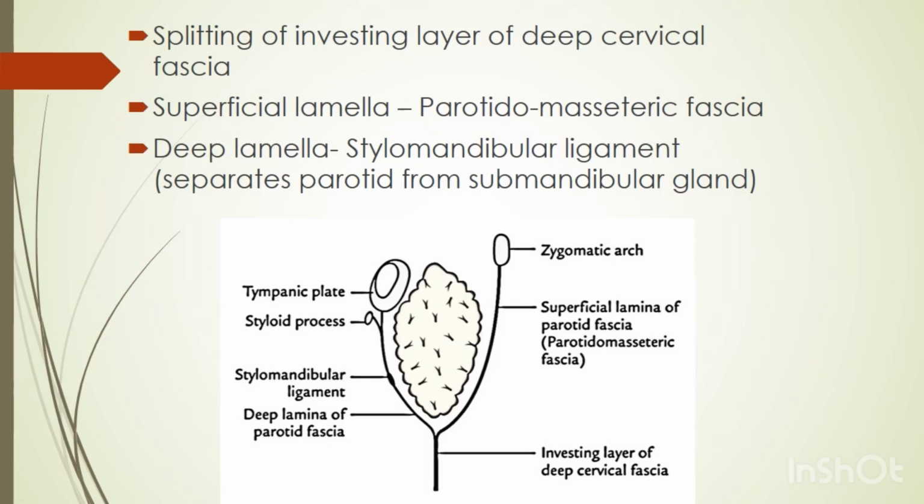Now how does this investing layer form the false capsule around the parotid gland? It splits. The investing layer splits at the level of the base of the mandible into two: the superficial lamella, as you can see here, and the deep lamella. The superficial lamella blends with the parotidomasseteric fascia, as you can see here, and gets attached to the zygomatic arch. The deep lamella blends with the stylomandibular ligament and gets attached to the tympanic plate and the styloid process. The stylomandibular ligament separates the parotid from the submandibular gland. This is an important point to remember.